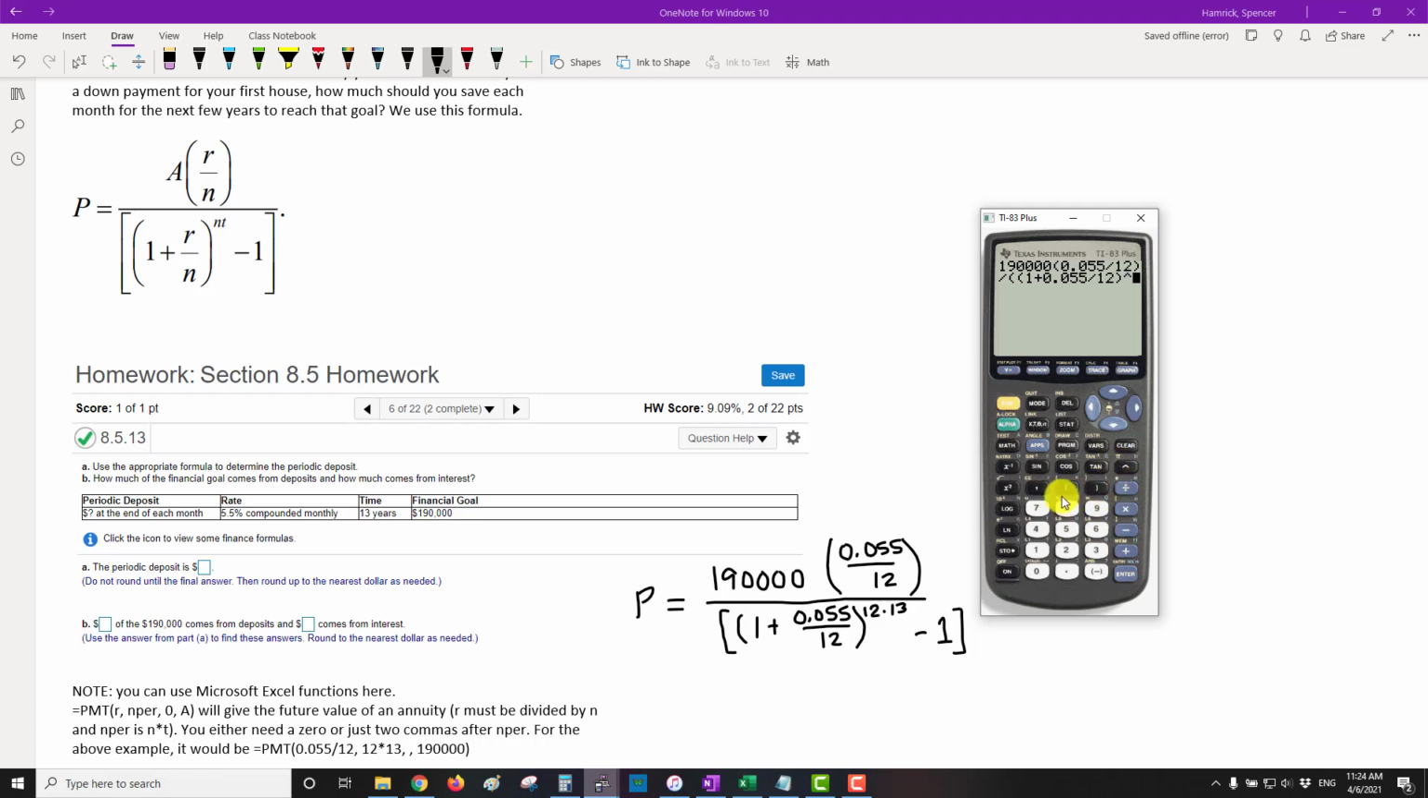We're going to raise that, and again, we've spoken of this before, but there's an implied parentheses. When that 13 and 12 are multiplied up in the exponent, you need to add a parentheses for that. Then we'll minus 1, and we'll close our parentheses. And our payment, our periodic deposit, is going to be $836.65. And we need to round up to the nearest dollar. So we're going to take $836.65, we'll round up to $837.